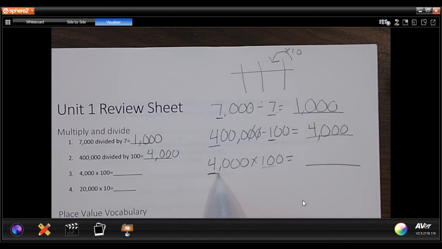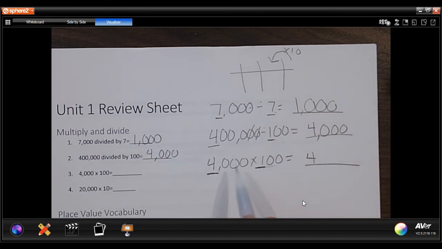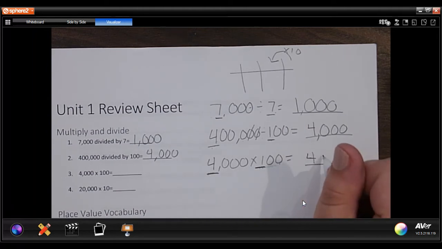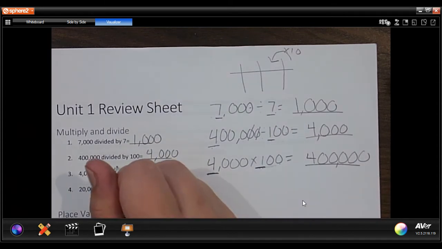So I'm going to underline the digits that are not 0 to start off with. So 4 times 1 is 4. Next, I'm going to count up the zeros because this is 1, 2, 3 place values. And then this goes up 2 more place values. So I need 3 plus 2 more zeros to be 5 zeros. 1, 2, 3, 4, 5. The answer is 400,000.